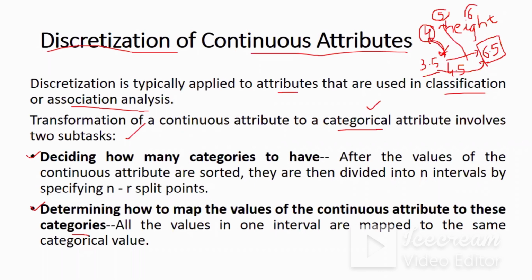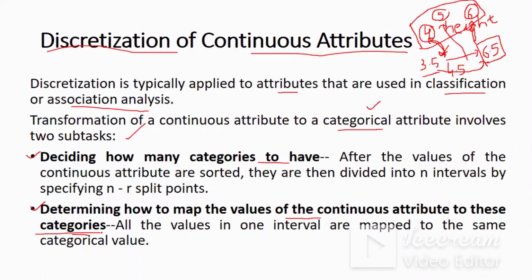So this is the way in which height can be measured. Okay, so this is the way in which height can be converted into categorical attributes. So instead of calling them as 3.5, 3.6, so on, the height can be either 4, 5, or 6, 3 different categories. So therefore, 2 important subtasks: number 1, deciding how many categories to have, and number 2, determining how to map the values of continuous attributes to these categories. These are the 2 things that we have.